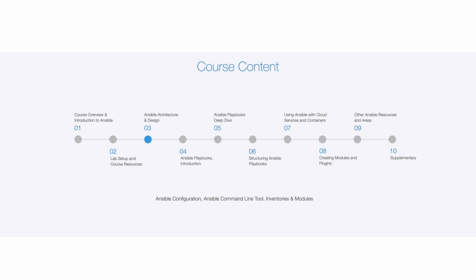In section 3, we'll look at Ansible architecture and design. We'll start by configuring Ansible, where we'll make use of the awesome Ansible command line tool to validate and test our configuration. We'll also look at inventories and modules and how we can interact with modules direct from the command line.